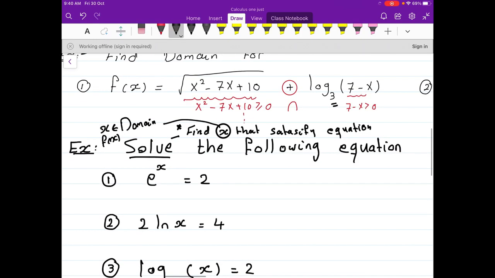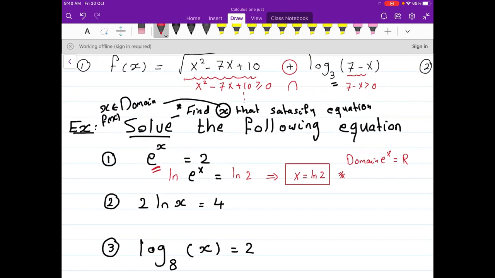Now, let me see the first equation: e to the power x equal 2. Before we solve the equation, what is the domain for e to the power x? The domain for e to the power x is R, so any value of x will be allowed. To solve e to the power x equal 2, to cancel e, we take ln to both sides. So take ln, equal ln 2. Now the ln cancels e, and you get x equal ln 2. This is the solution.